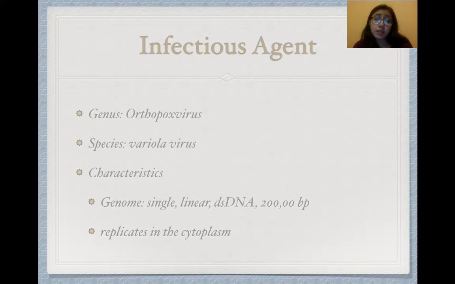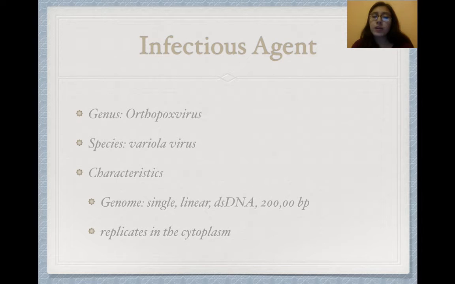The infectious agent for smallpox belongs to the genus Orthopox viruses, and the species is the variola virus. Characteristics of this variola virus are that its genome is single, linear, its DNA is double-stranded, and it contains up to 20,000 base pairs, which makes it one of the largest animal viruses ever recorded. It also replicates within the cytoplasm.